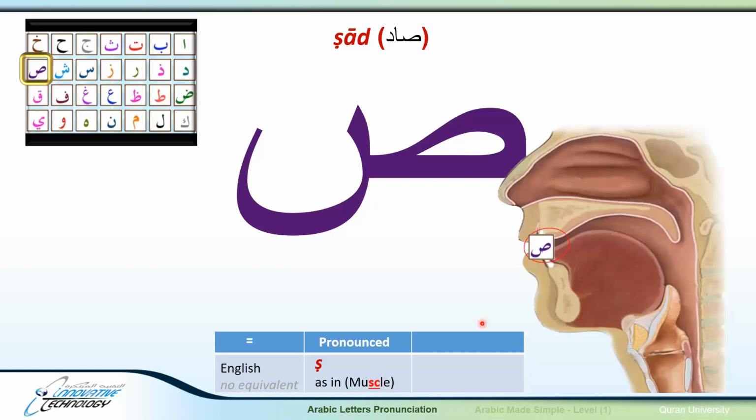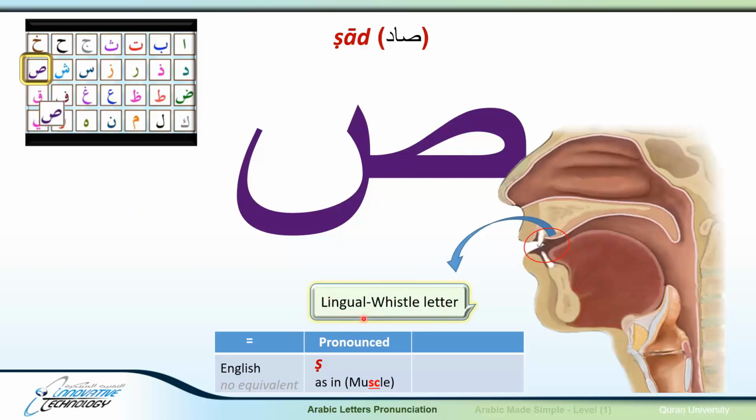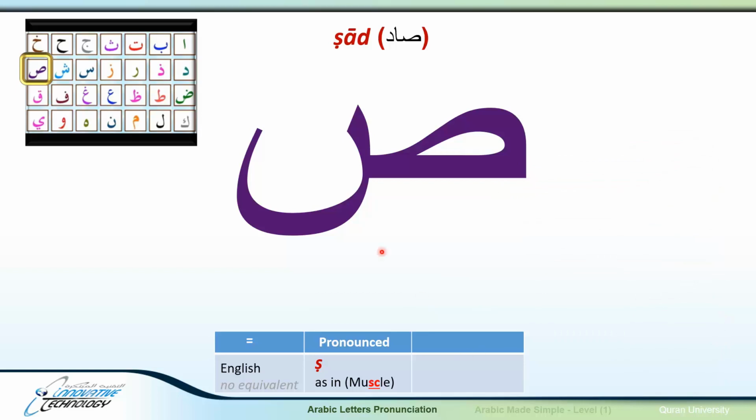The sad articulates between the incisors and the tip of the tongue, where it leaves an area for a whistling sound, and that's why we call it a lingual whistle letter. Sad. S. There is always a whistling sound associated with it. Us. And the name we call this letter is sad. Sad.